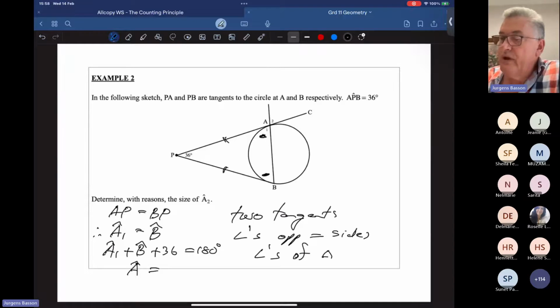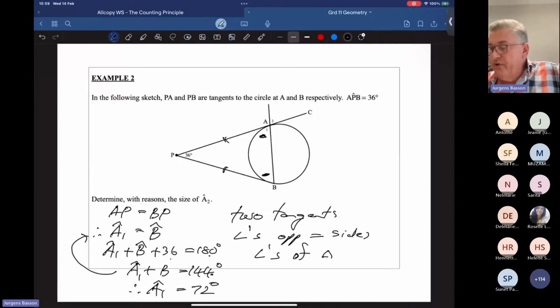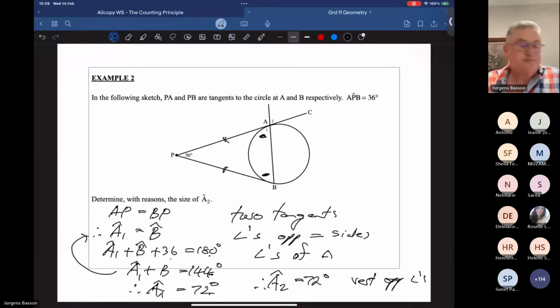Maybe what I can do to make it a little bit more understandable is, A1 plus B, if I take the 36 across, will be 144. And because they are equal, we already said that previously, we can now say A1 is equal to 144 divided by 2, so that will be 72. Sorry for that. So 180 minus 36 is 144, divide by 2 to get A1. The question was not A1, so therefore we can say A2 is equal to 72, and that is vertically opposite angles. And then we have A2, and that was the question.